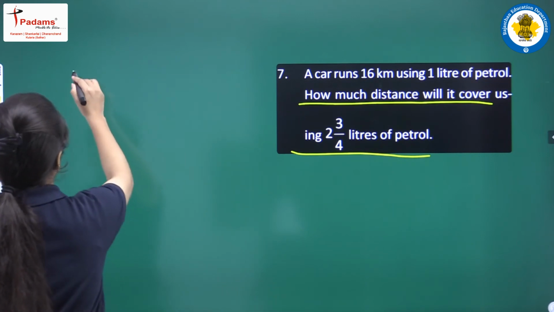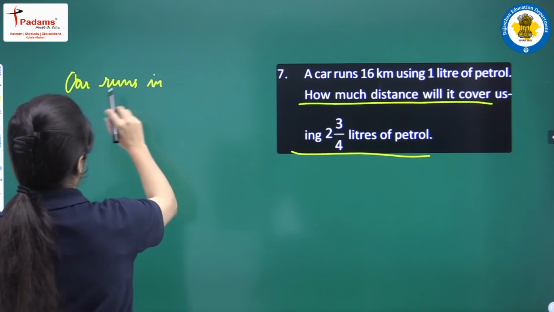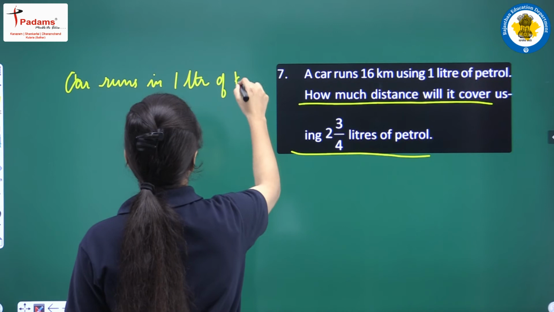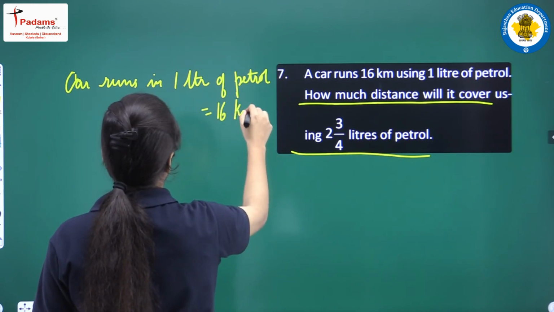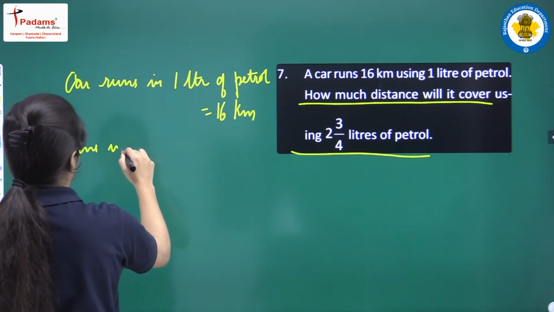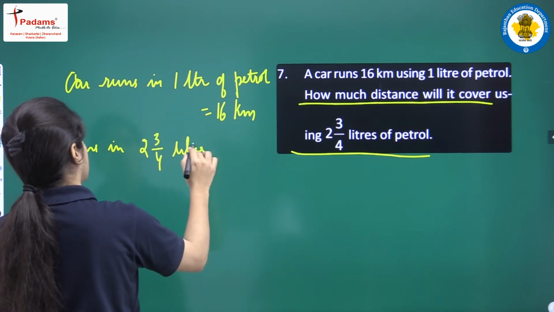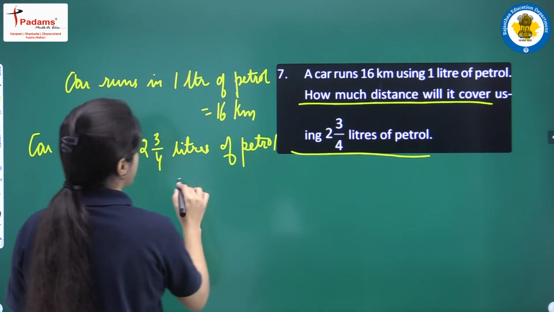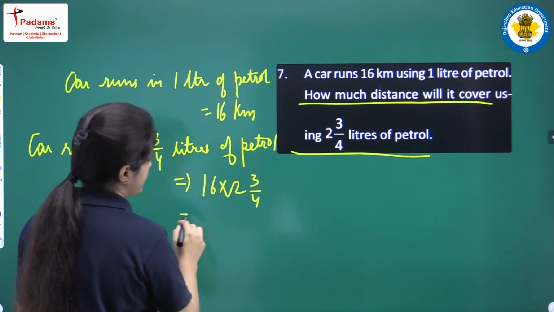So, the car is traveling. The car runs in 1 liter of petrol, that is 16 kilometers, right. So, the car runs in 3 upon 4 liters of petrol, which is equal to 16 into 3 upon 4, alright students.